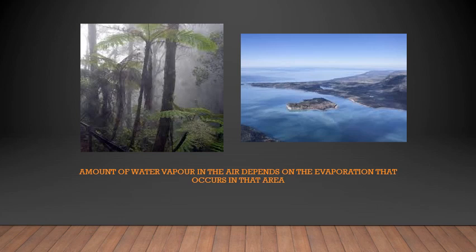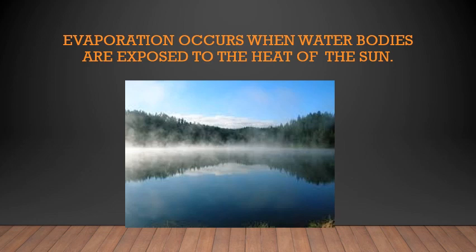Evaporation occurs when water bodies are exposed to the heat of the sun. To explain in simple words, when you're boiling water and it reaches boiling level, it does not remain as water anymore. It starts converting into water vapor. Same thing when the sun's rays fall on the water bodies on the earth, the water changes into water vapor, and because it is lighter, it keeps going upward.